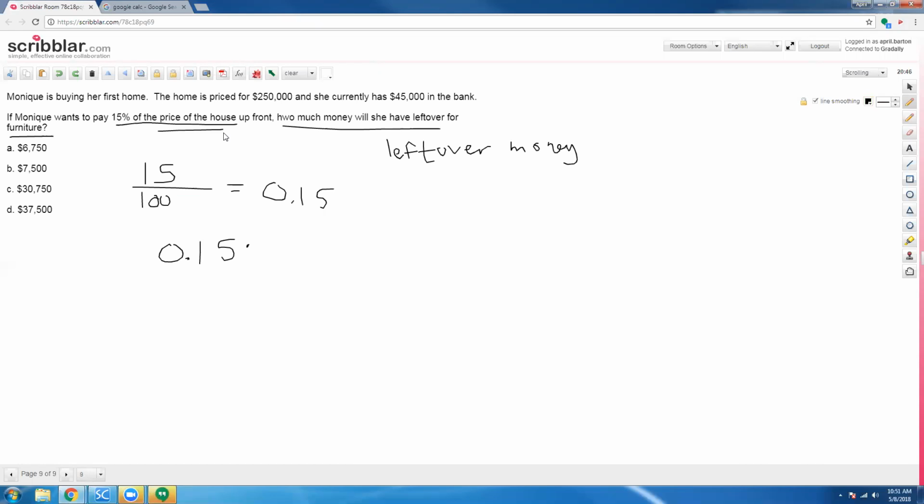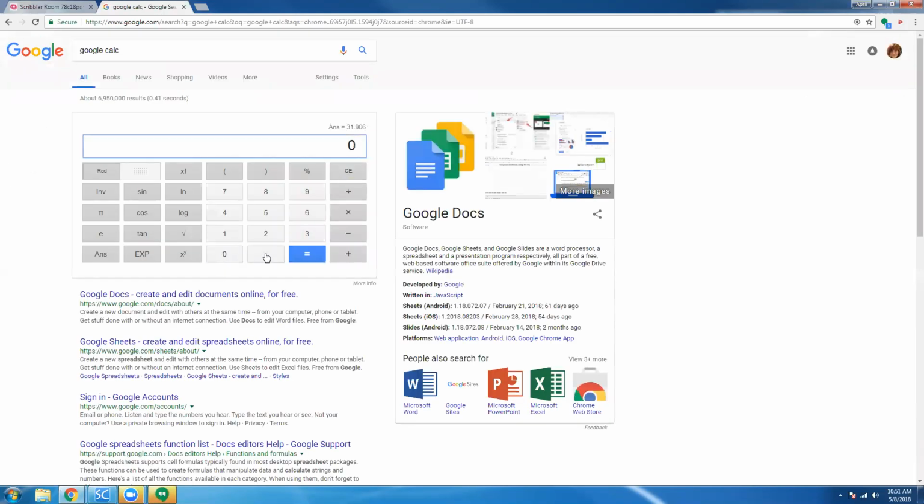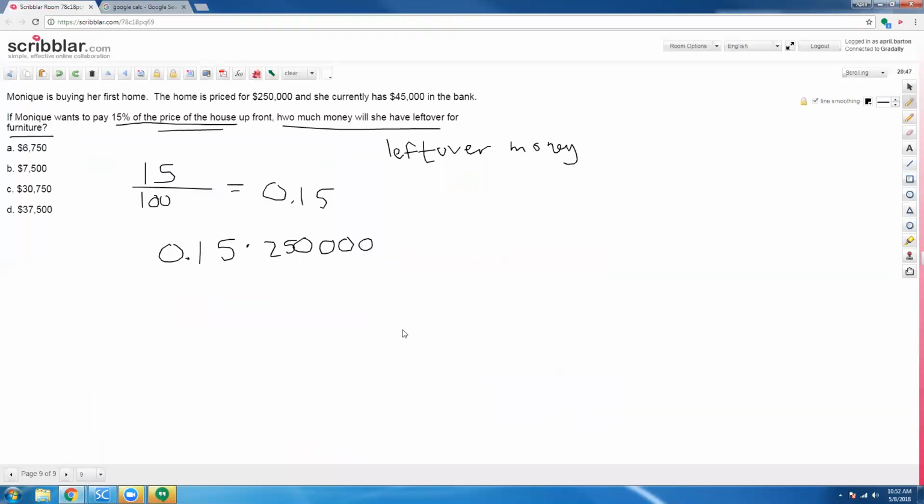So which of the numbers was the actual price of the house? Good. The 250,000. That's the actual price of the house. And I'm going to leave the comma off so it doesn't look like a decimal. So now, calculator time. 0.15 times 250,000, 37,500.